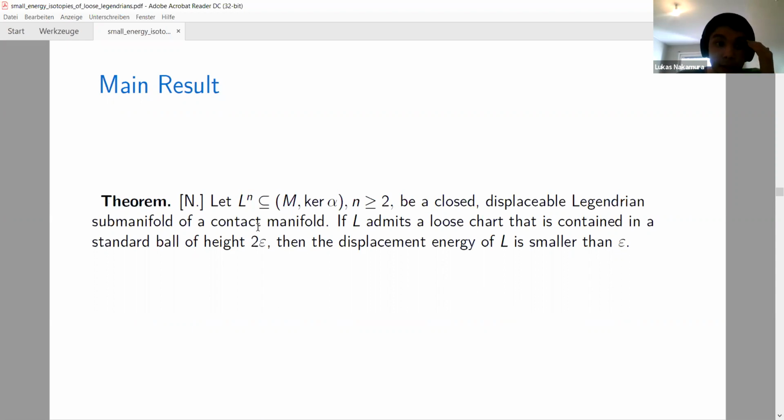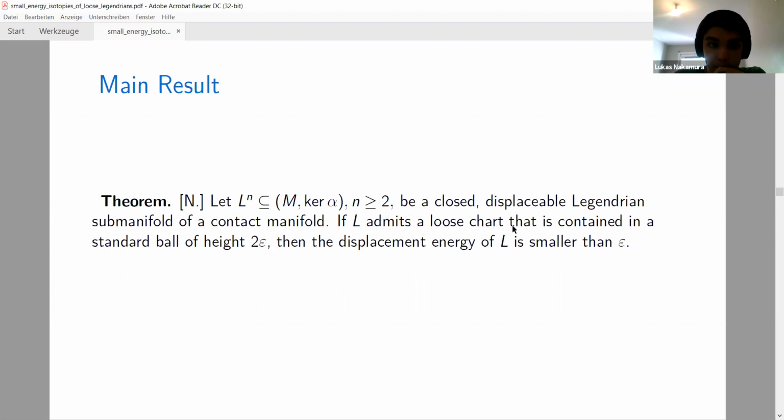So if you have a Legendrian inside a contact manifold, and I need the assumption that the dimension of the Legendrian is at least 2, then if this Legendrian is displaceable, the following is true. If it has a loose chart which is contained in a standard ball of height 2 epsilon, then the displacement energy of L is smaller than epsilon. There are two things in this statement which I should explain. First, what is a standard ball of height 2 epsilon, and then what is a loose chart.